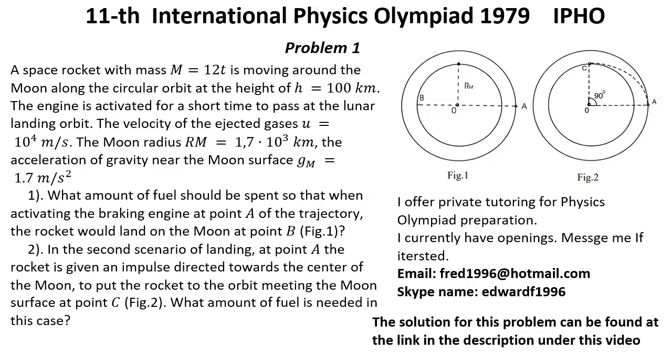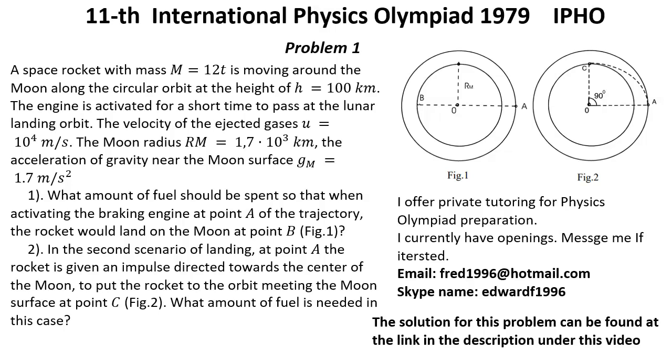Problem number 1. A space rocket with mass m equal 12 tons is moving around the Moon along the circular orbit at the height of h equal 100 kilometers. The engine is activated for a short time to pass at the lunar landing orbit. The velocity of the ejected gases u equal 10⁴ meters per second.